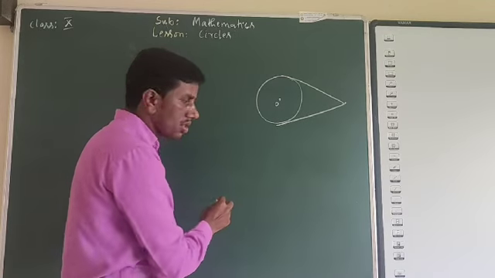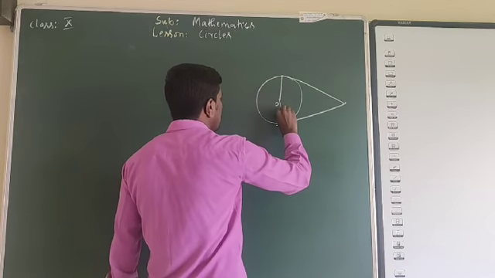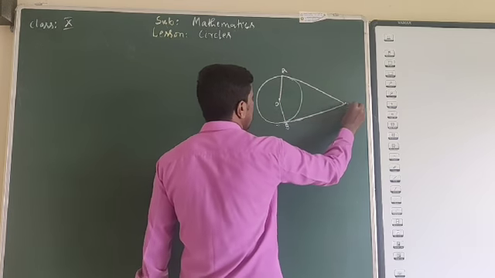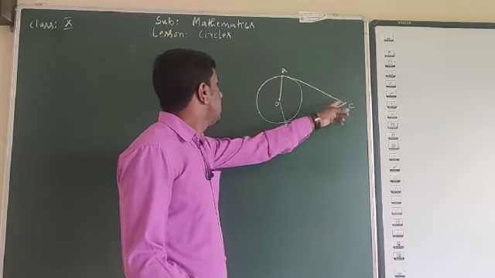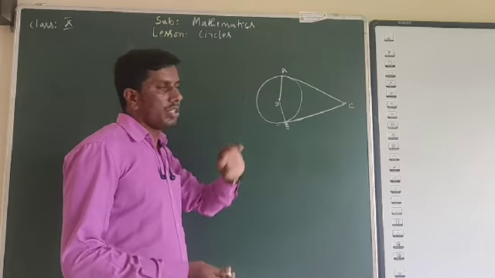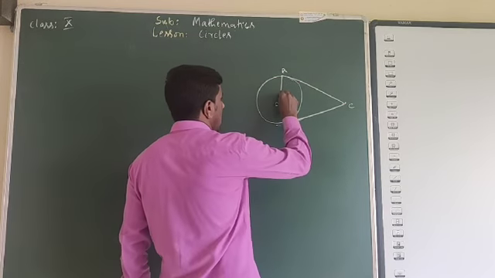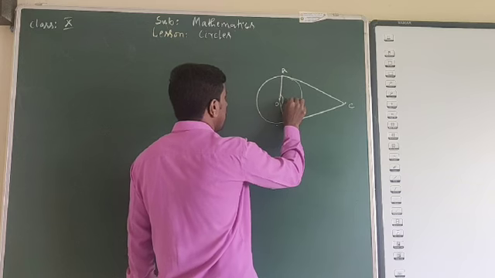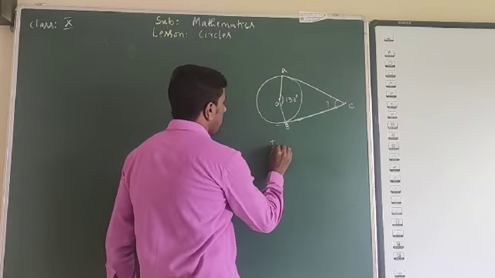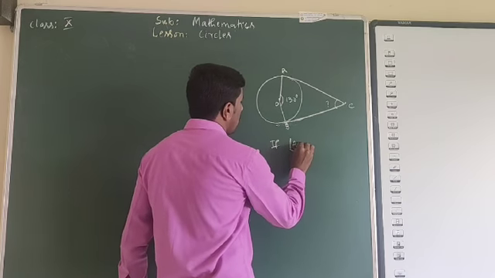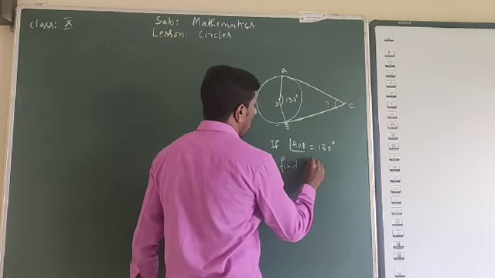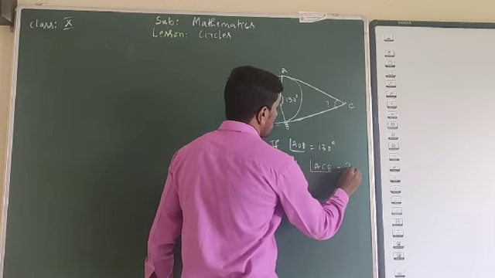Then OB and OC are connected. So this is O here, B, this is C. They have given that AC and BC are the tangents drawn from the external point C to the circle with center O. And they have given that this angle is 130 degrees. The question is to find this angle. Find, if angle AOB is equal to 130 degrees, angle ACB.